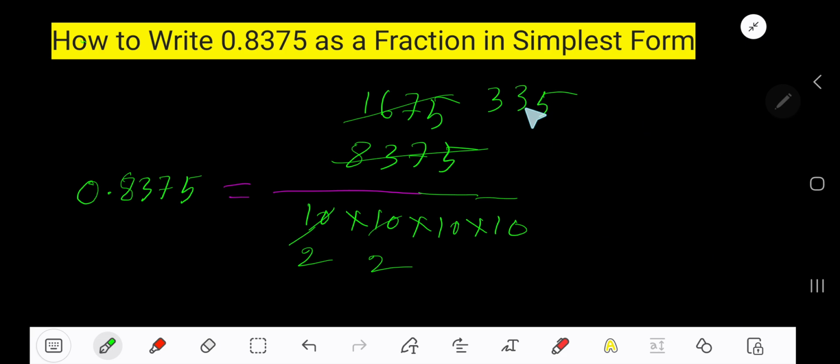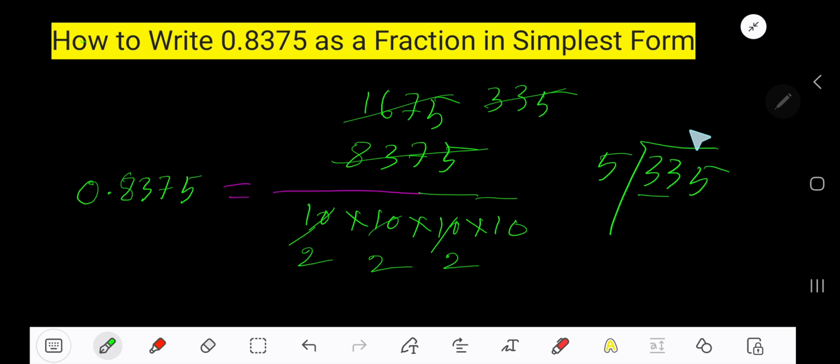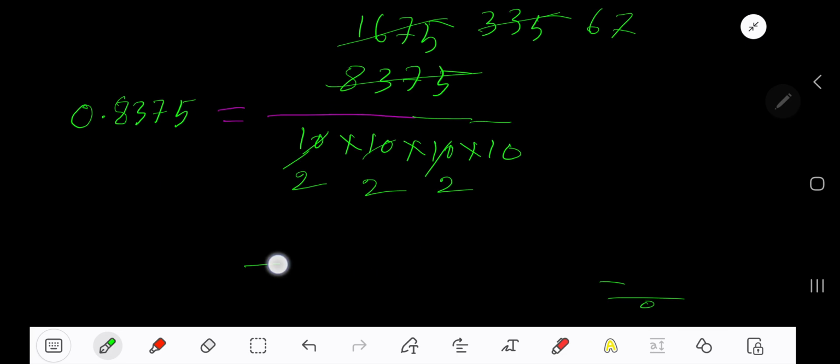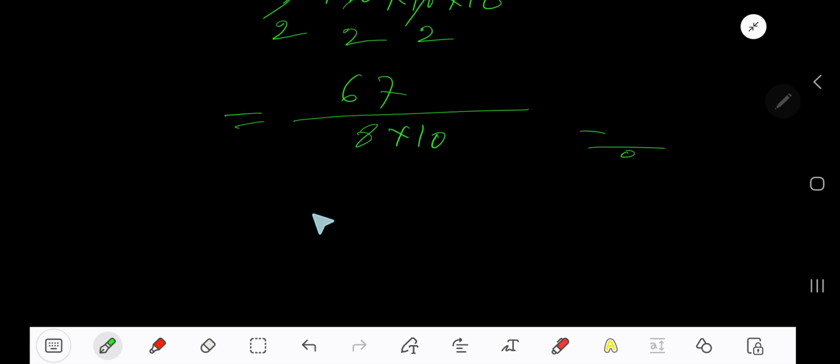Again, this is divisible by 5, and this is divisible by 5. We get 2, and we get what? 5 goes into 33, 6 times, 30, subtract, and 35, 7 times, so 67. So basically we are getting 67 divided by 2 times 2 is 4, 4 times 2 is 8, times 10. Now multiply 8 times 1, 8, add 0.